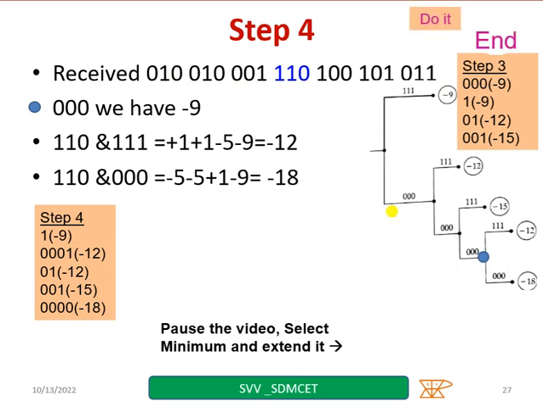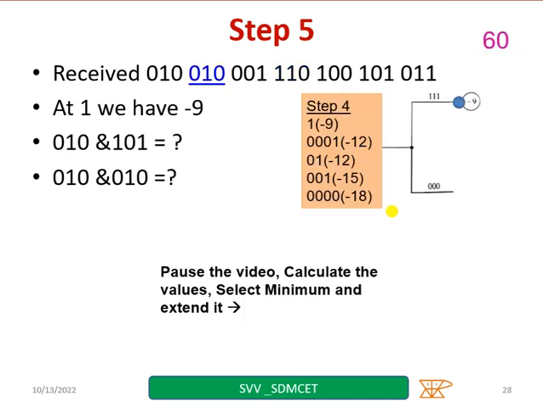Now only one is what I have decided. Their metric is -9. Now the data I have to consider is this, and again compare with the 111000. Find out the metric. Pause the video, do it. I will show you the answer.